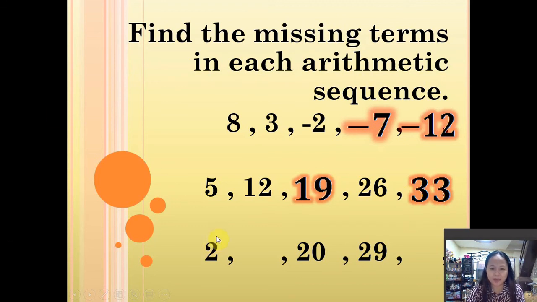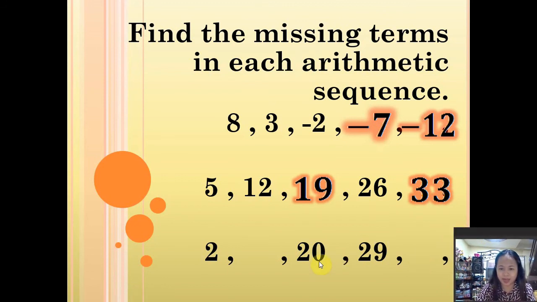Okay. How about this third example? We have 2, a missing term, 20, 29, and another missing term. So what are the consecutive terms here? We have 20 and 29. Get the difference of these consecutive terms. 29 minus 20 is equal to 9. Therefore, our common difference is 9.